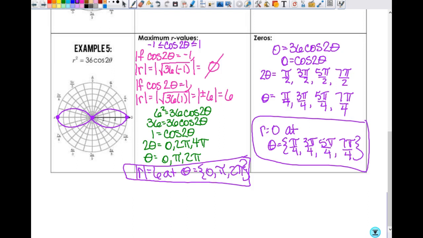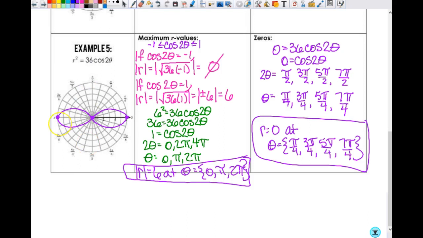What kind of symmetry does this have? Polar axis symmetry, right? Does it have pole symmetry? Does it have pi halves symmetry? It has all of them, right?